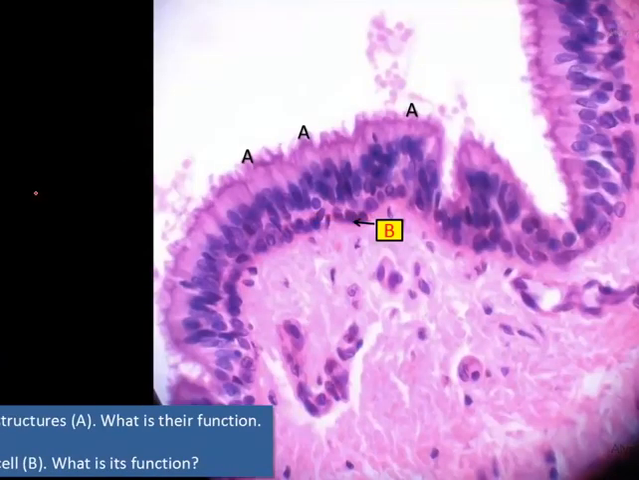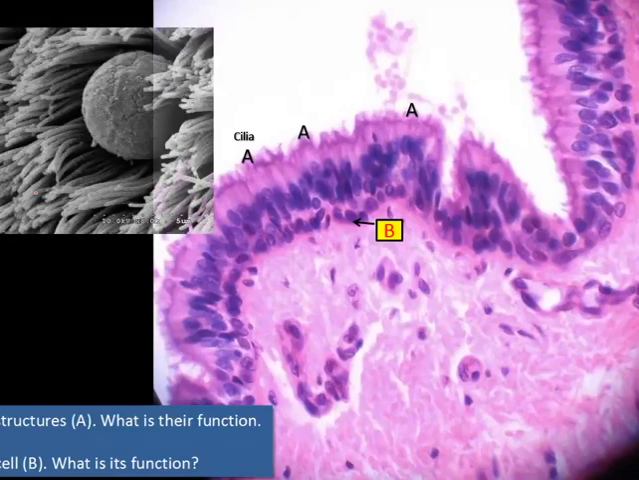Identify the structures A, what is their function, and identify the cell B, what is its function. This is a pseudo-stratified ciliated epithelium, a respiratory epithelium. A represents the cilia of the most numerous of the cell types, the columnar cells. The cilia project from the apical surface.